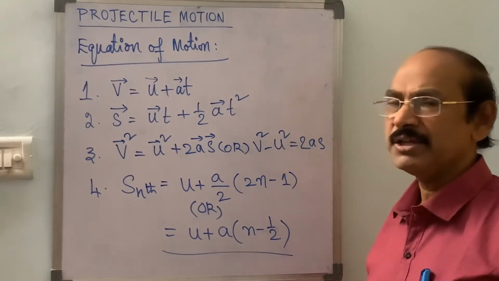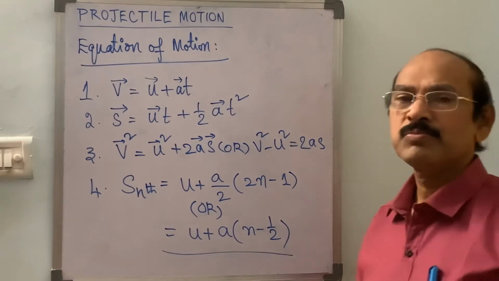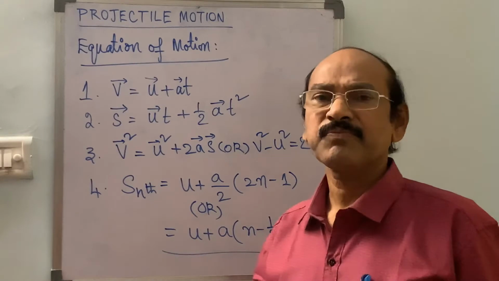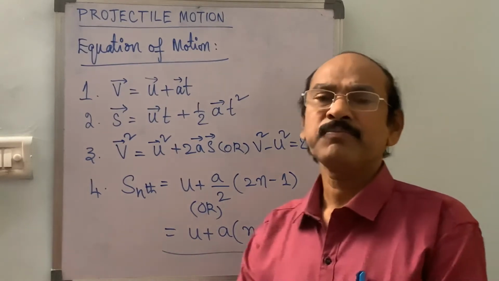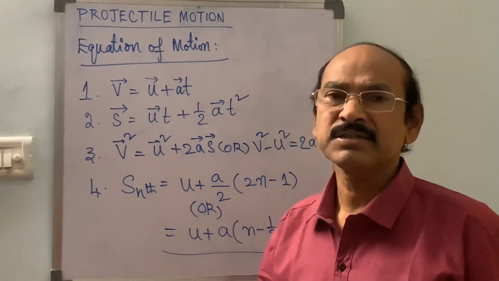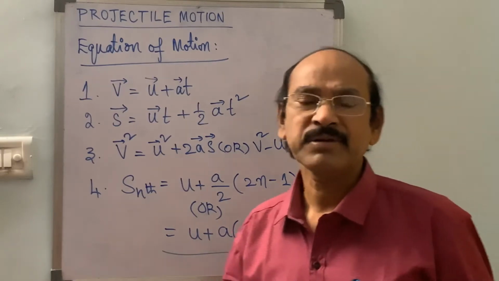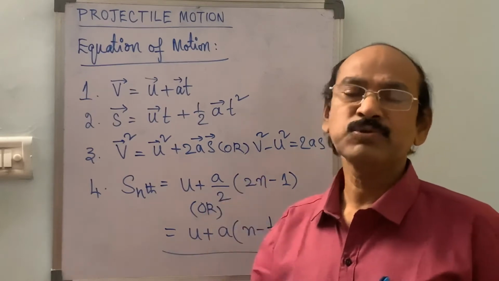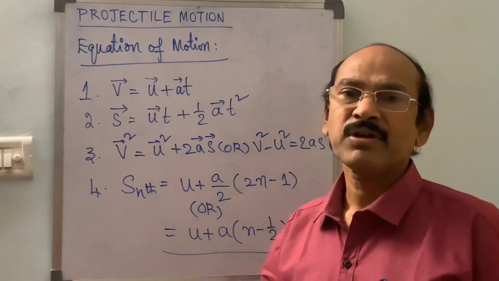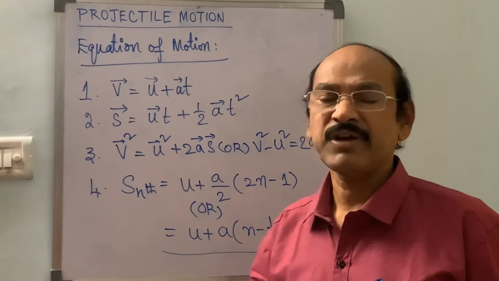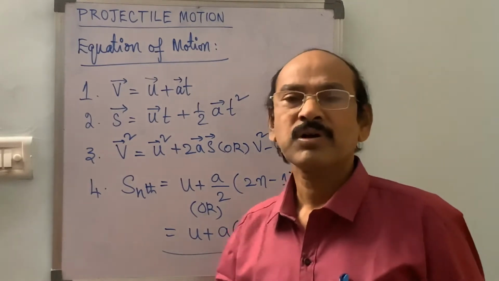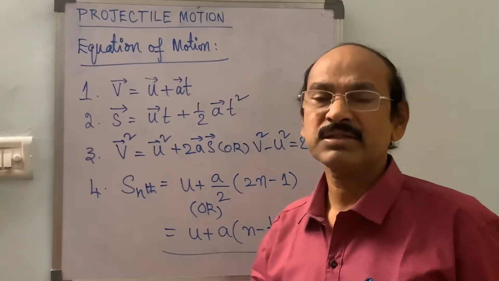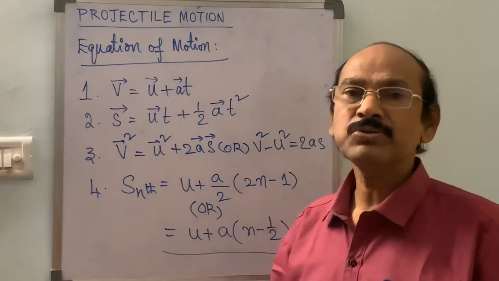When the body is projected into air with some velocity in the vertically upward direction, then for every second its velocity decreases by 9.8 meters per second, and as it moves up, finally after reaching a certain height its velocity becomes 0, and the body, due to gravity, is attracted by the earth, so again it returns to earth.